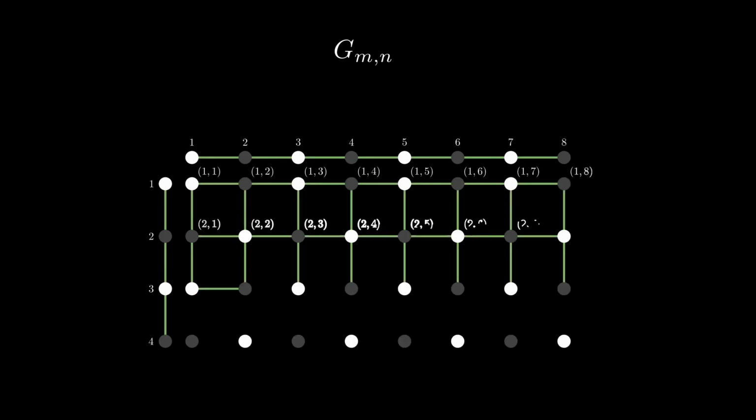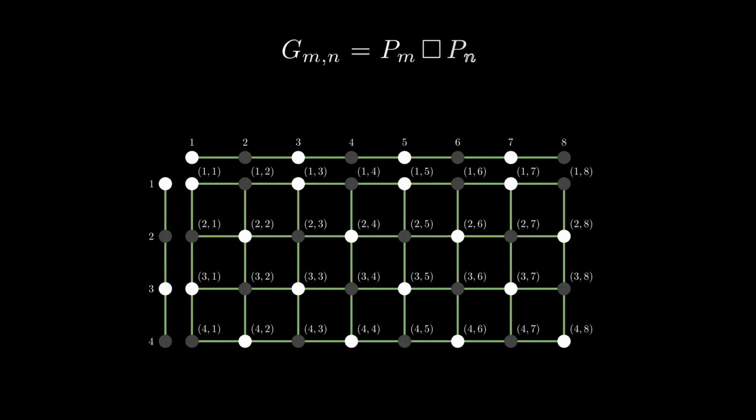Now for the grand finale, let's finally make use of the fact that our grid graph G_MN is the product of P_m and P_n and index our matrix explicitly with the vertices.